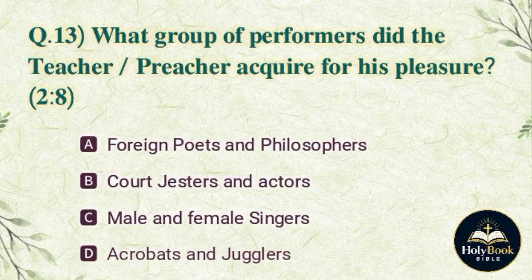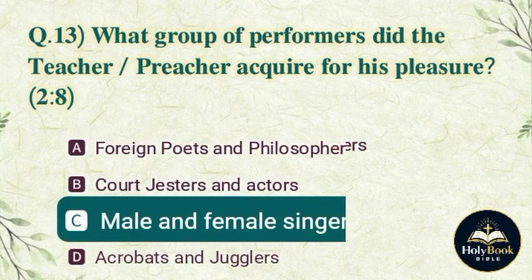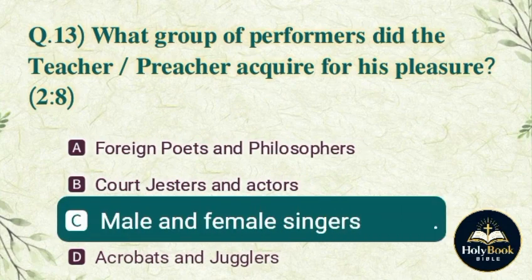Question: What group of performers did the teacher acquire for his pleasure? Options: A. Foreign poets and philosophers. B. Court jesters and actors. C. Male and female singers. D. Acrobats and jugglers. The correct answer is option C. Male and female singers.